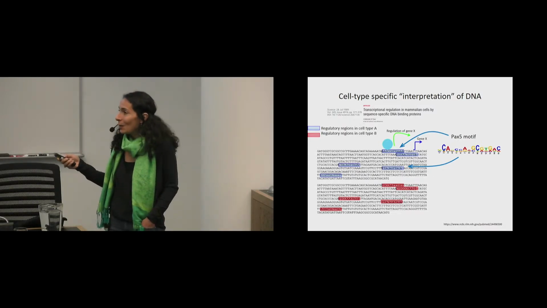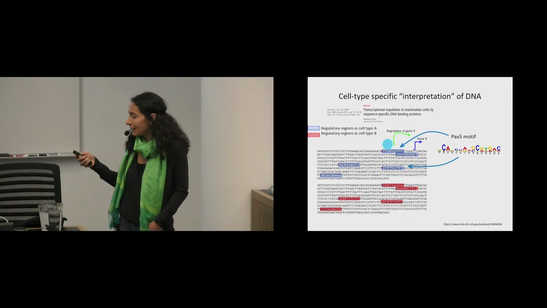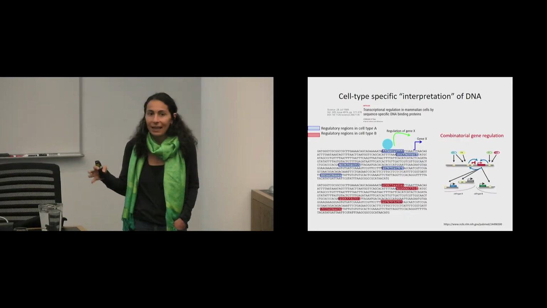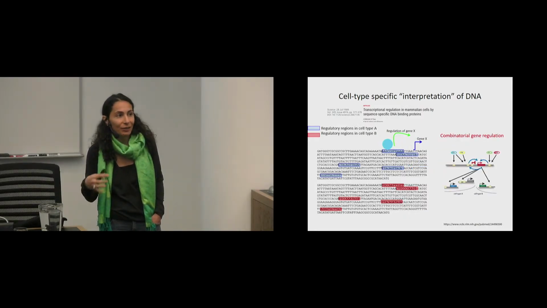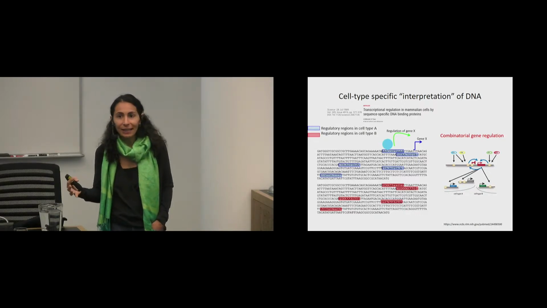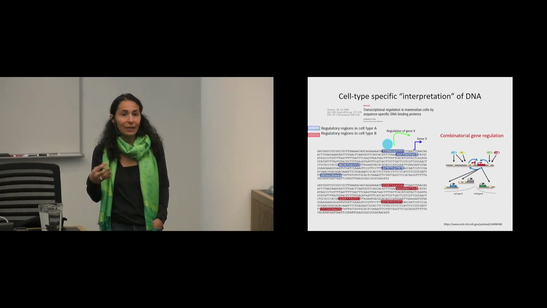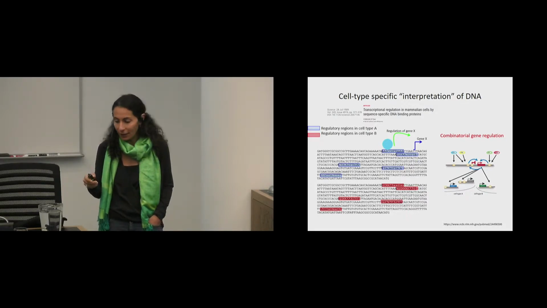Conceptually, it doesn't seem that hard, but what makes it hard is that the space of gene regulation is very complex and complicated. Even though we have 20,000 genes, we typically have hundreds of thousands of regulatory regions that could be used in combination in any given cell type to regulate gene expression.